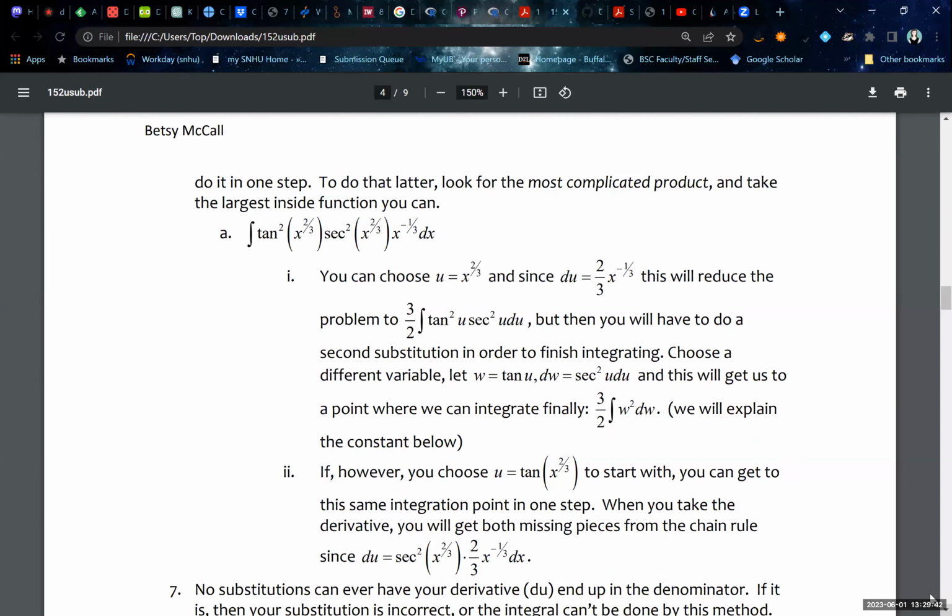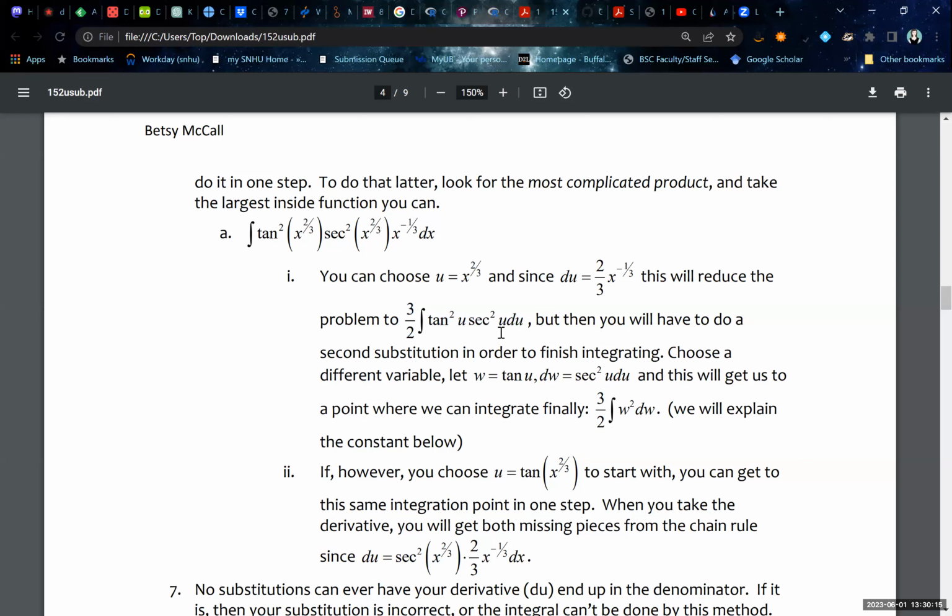Now, sometimes you will have problems where it may seem like if you make a logical substitution that you will have to make a string of two substitutions. So for instance, in this example, if I were to make a substitution for x to the 2/3, the derivative of x to the 2/3 is a multiple of x to the minus 2/3.